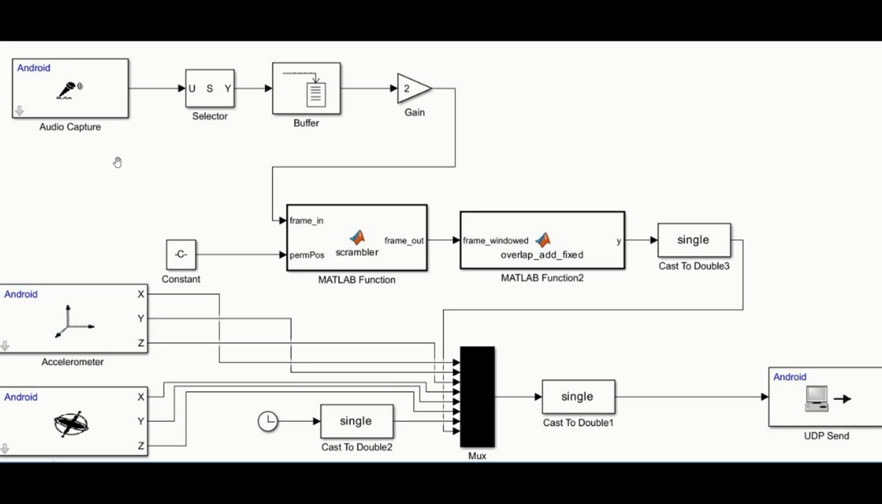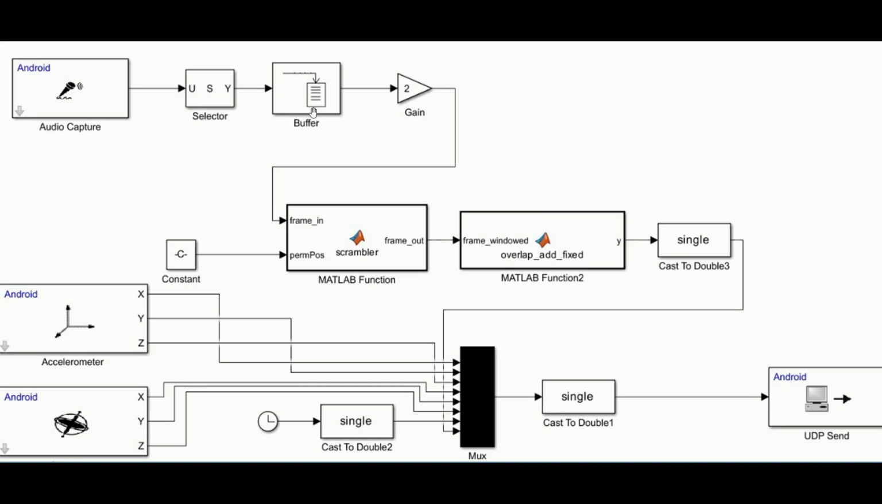So let's start from the top. Here is the audio capture block, which records the live audio input from the smartphone's microphone. This block converts the analog sound into digital samples that can be processed in real time. Next are the selector block and the buffer blocks. They are used to manage the audio frames.